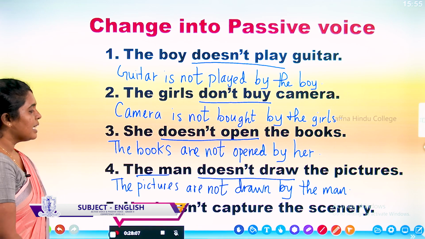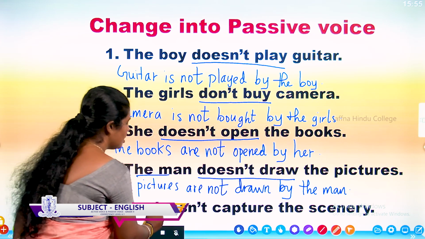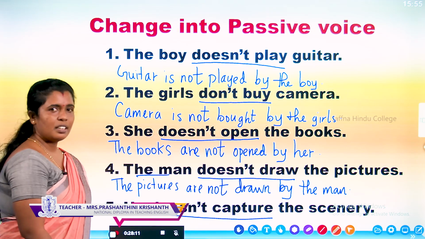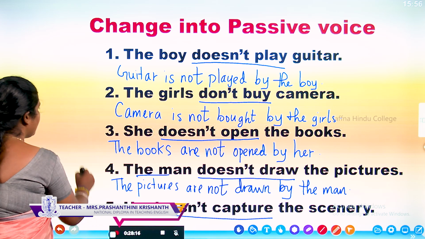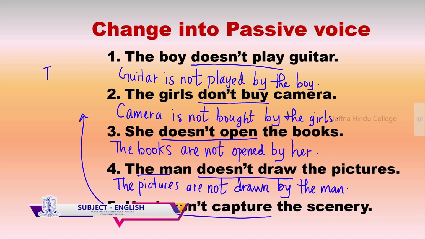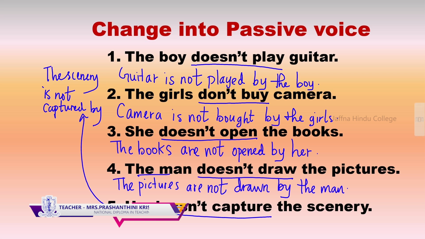Last question. He doesn't capture the scenery. Okay, so the object is the scenery. So we are taking this one here, the scenery. This is singular. So "is not" the past participle form of capture. Captured by whom? By him.